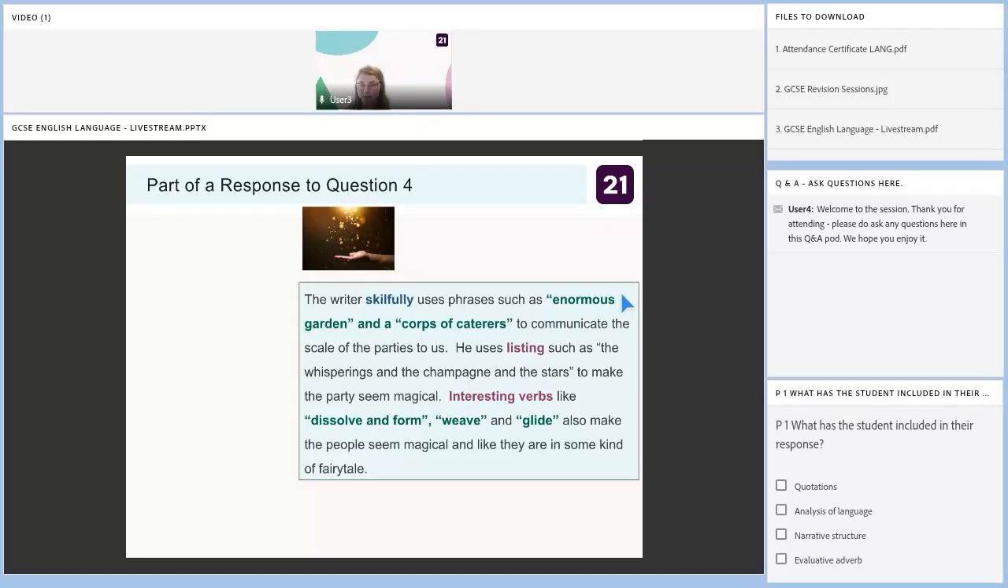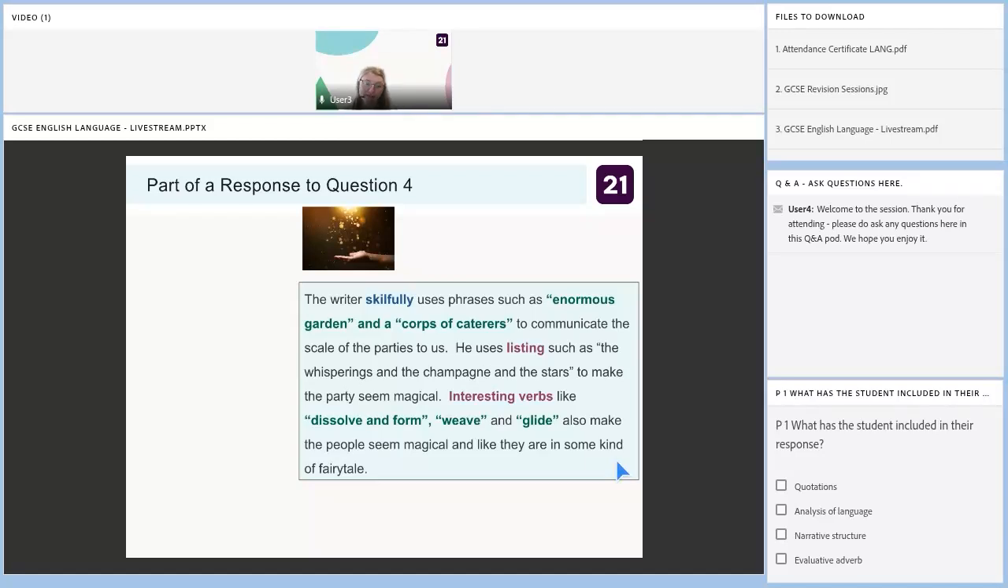The writer skillfully uses phrases such as enormous gardens and a corps of caterers to communicate the scale of the parties to us. He uses listing such as the whisperings and the champagne and the stars to make the party seem magical. Interesting verbs like dissolve and form, weave and glide also make the people seem magical and like they are in some kind of a fairy tale.